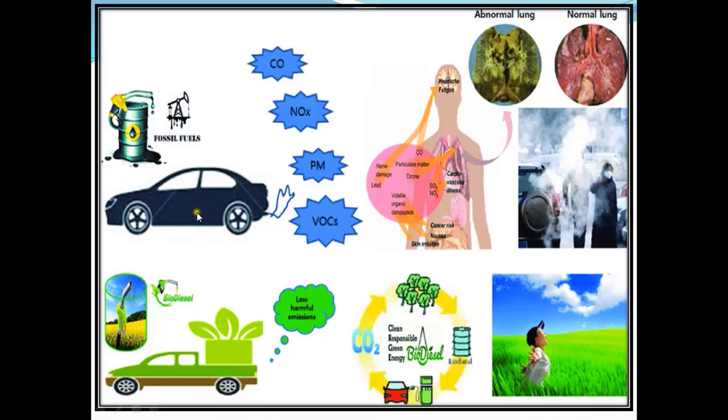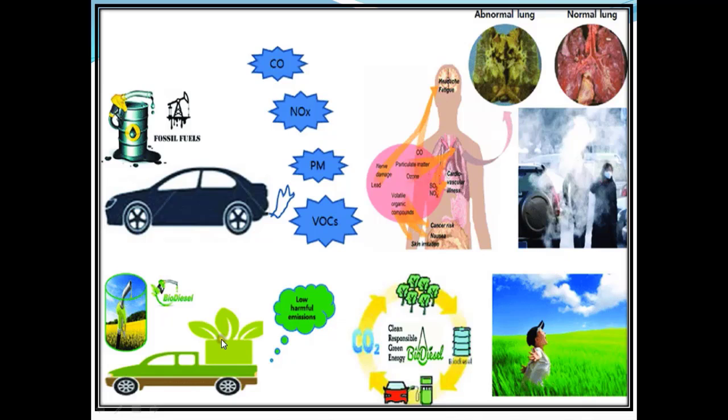Also we can see here that the harmful gases from fossil fuels create pollution, and because of the pollution you can see the abnormal lung and the normal lung here. In these two pictures we can see the abnormal and the normal lungs. Here we can also see the greenhouse effect, which relates to these cars where we are using biodiesel.